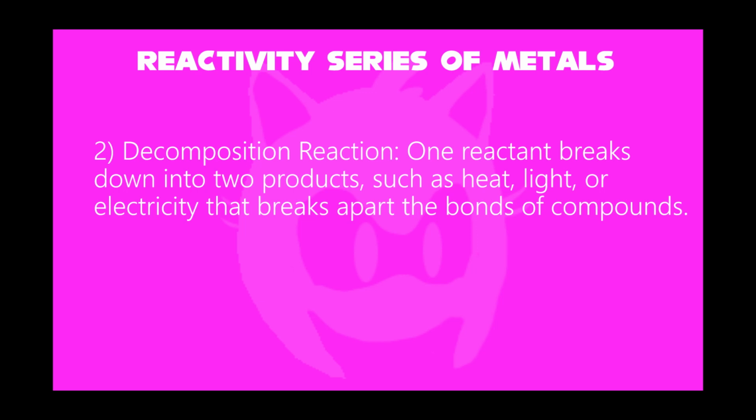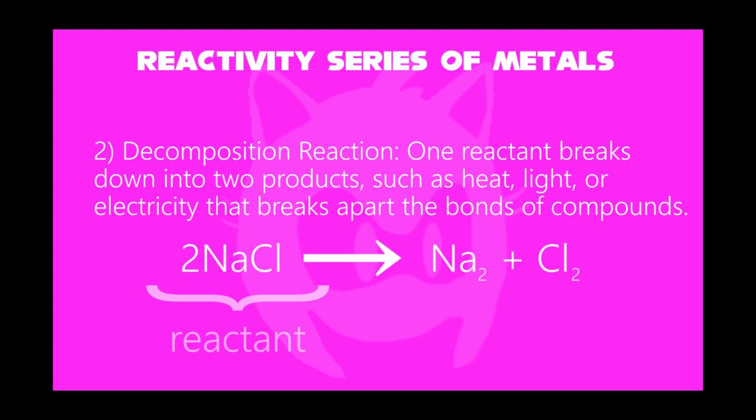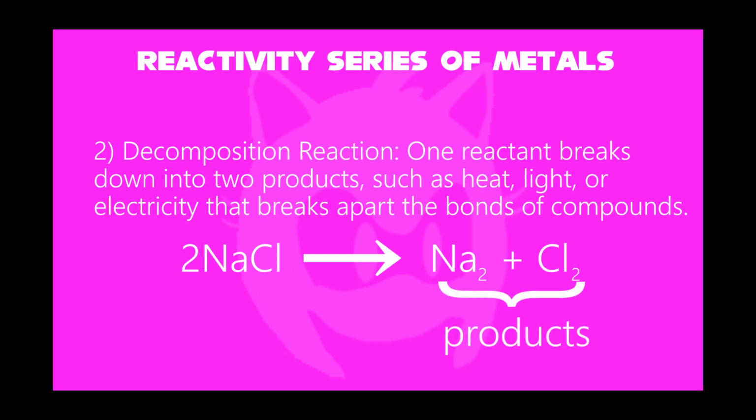Next, we will talk about the decomposition reaction. That is, one reactant breaks down into two products. These reactions often involve an energy source such as heat, light, or electricity that breaks apart the bonds of compounds. The reactant AB breaks into two products, A and B. This is the reverse of a combination reaction. For example, take sodium chloride, NaCl. Applying electrolysis, we get two products, sodium and chlorine respectively.